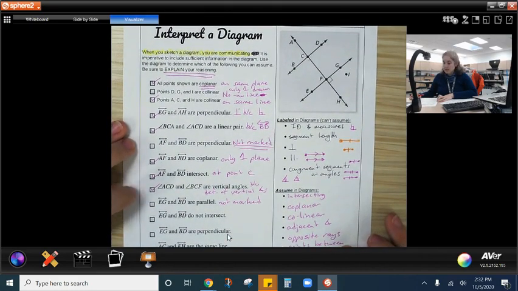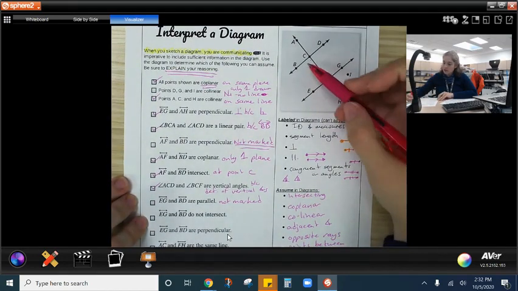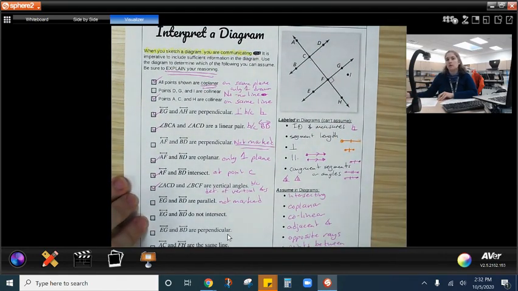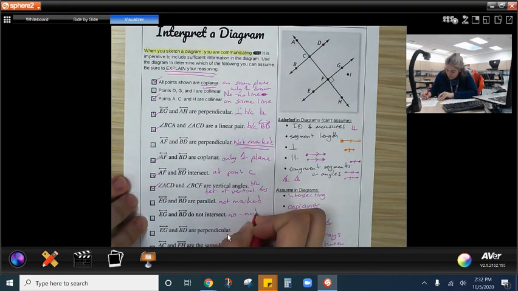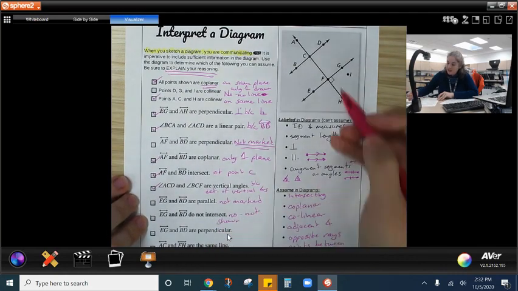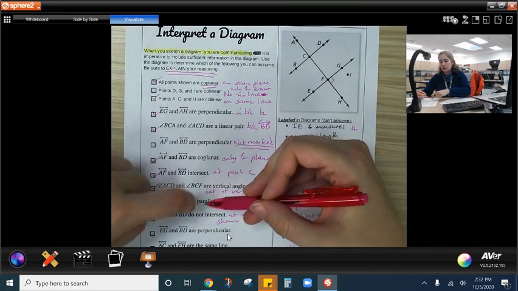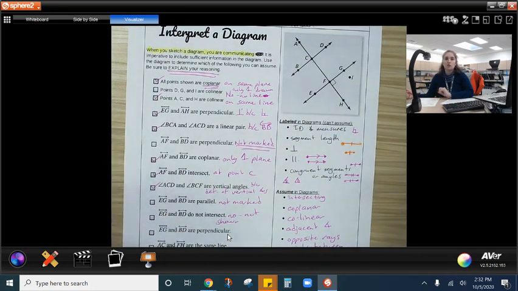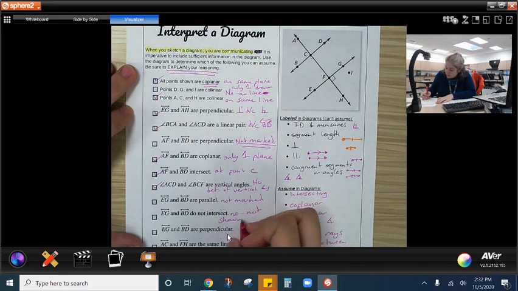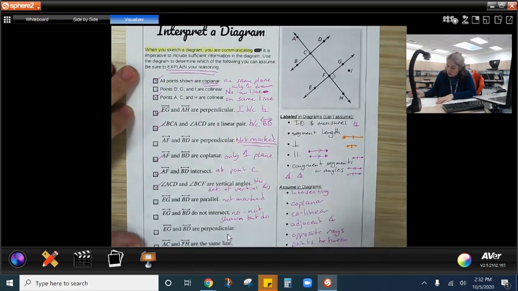All right, we've got EG and BD do not intersect. Do we know that they don't intersect? Just because it is not shown doesn't mean we know it. They could keep going way over here and intersect, right? The only kind of lines that never intersect are parallel. So at some point they will intersect because they're not marked parallel. So not shown, but they do intersect.